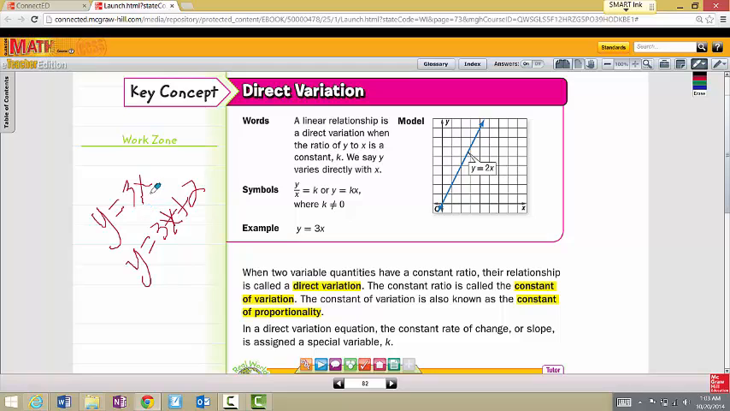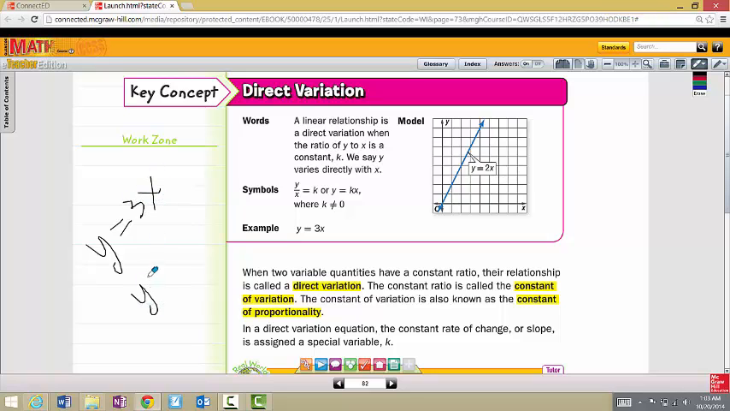Sorry, I erased it. I didn't mean to erase. Y equals 3x or y equals 3x plus 2. Today we're not going to be talking about the plus 2 part, but whatever that number is that is with that x, that is called your k. Your k stands for your constant, or your direct variation.